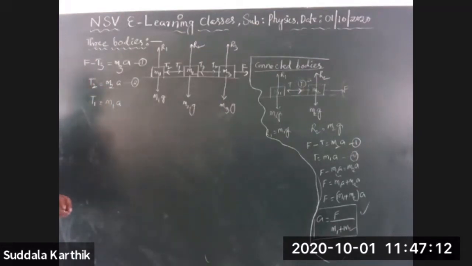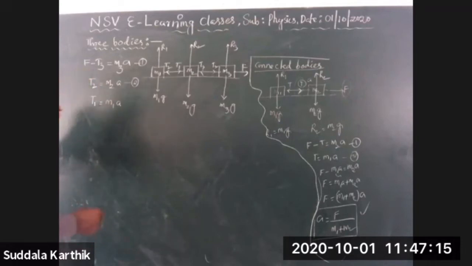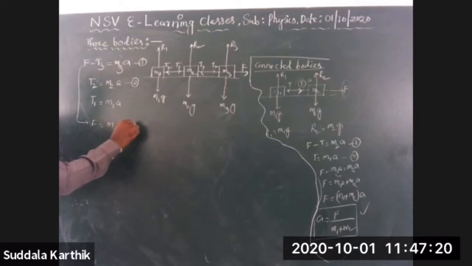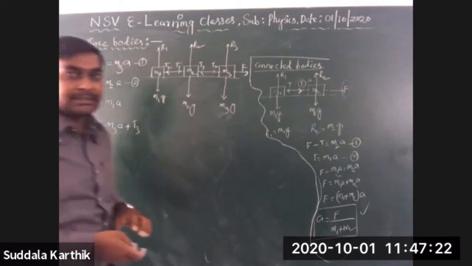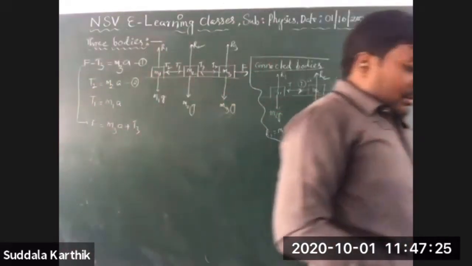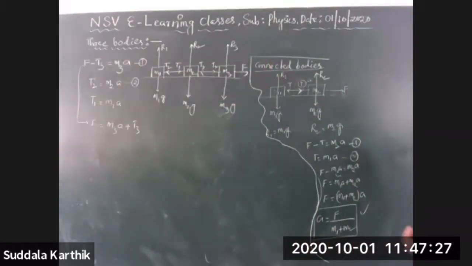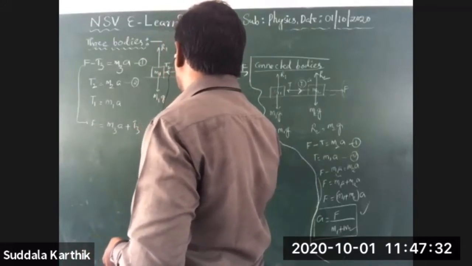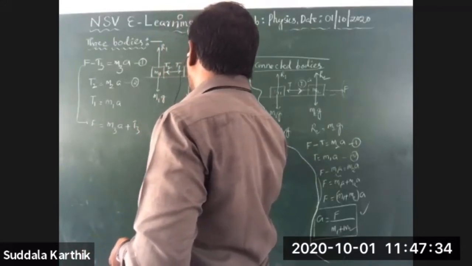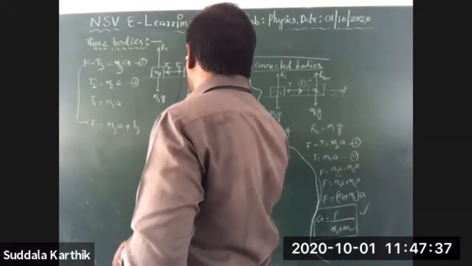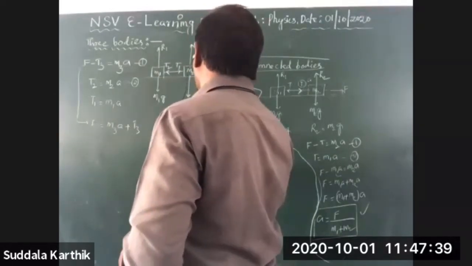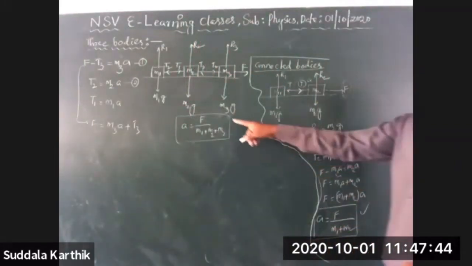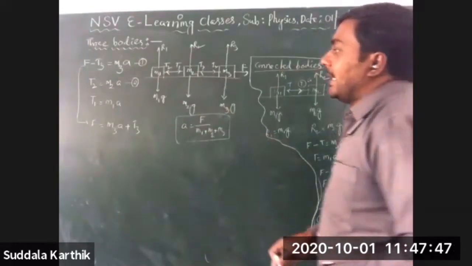How can you calculate T3? How can you calculate F? You can write from here F is equal to M3A plus T3. Then how can you calculate T3? Simply, in this case, A is equal to F by M1 plus M2 plus M3, you will get according to our analysis.